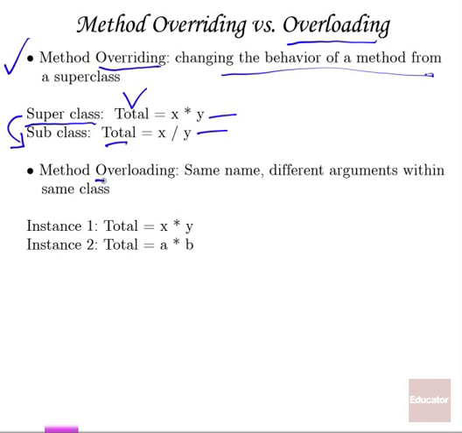Overloading is a little bit simpler of a concept. When you overload a method, it's the same name of the method but just different arguments, and sometimes you call these instance variables. So in instance 1, we might say the total is x times y. In instance 2, we might have other variables, and we say that is a times b. So it's still very similar. We're just changing the numbers around. We still call it total, it's still using the multiplication operator, and we're just changing the numbers in that calculation.